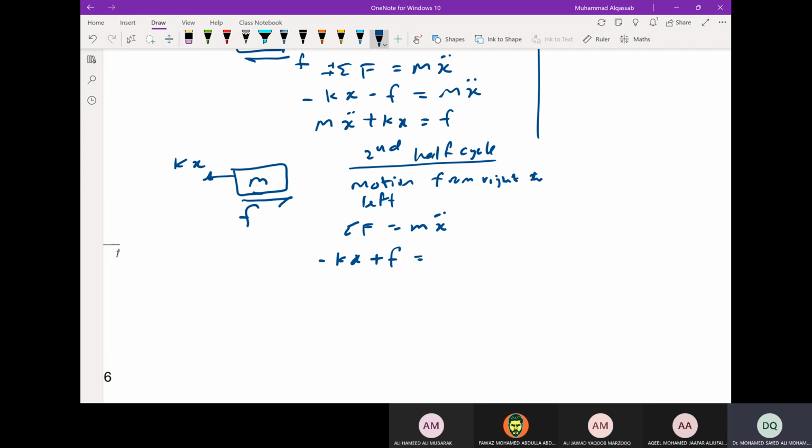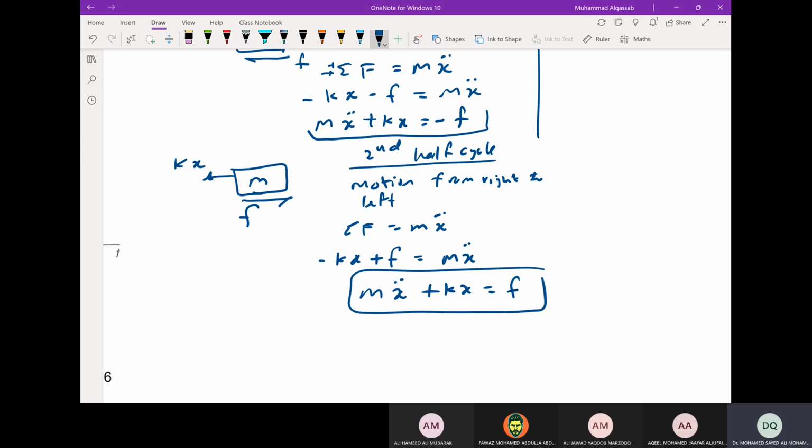Here there is a minus sign, equal to mx double dot. We take minus kx to the other side, we get mx double dot plus kx equal to f. So we have two differential equations which are not the same for one cycle. This is half cycle, and each differential equation is valid for a half cycle.